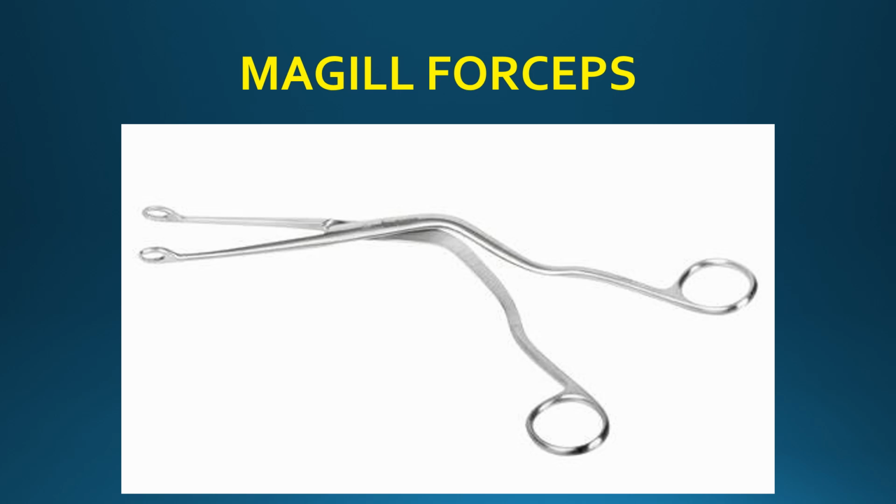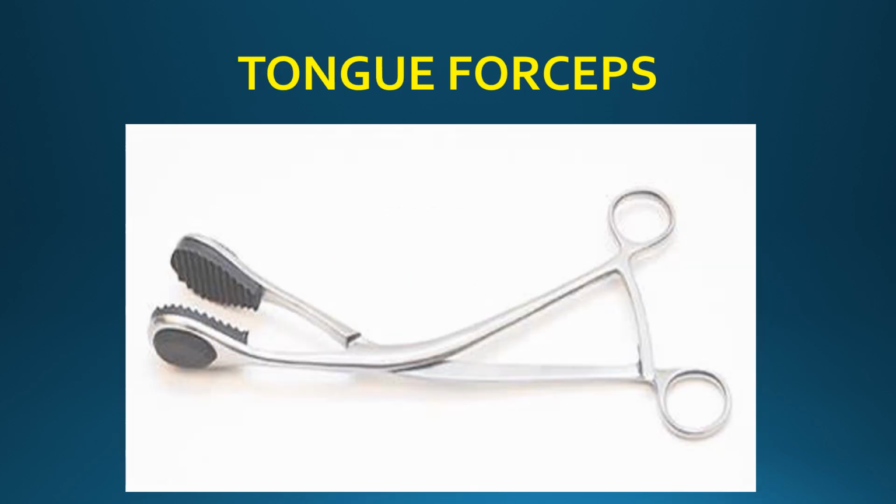Next is MAGILL forceps. This forceps is slightly angled in between, and it is used for nasotracheal intubation as well as to remove foreign bodies. And you can see it is making the hole by the sides, not in the center. Like in other instruments, you will see they make this hollow structure at the center, not at the side. Like this instrument is making the circle at the edges.